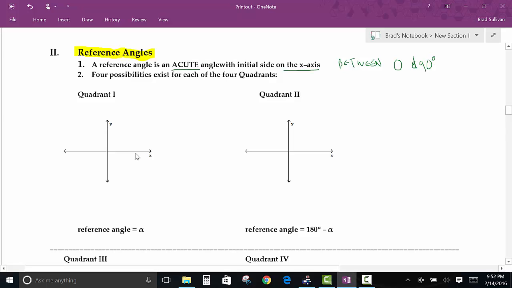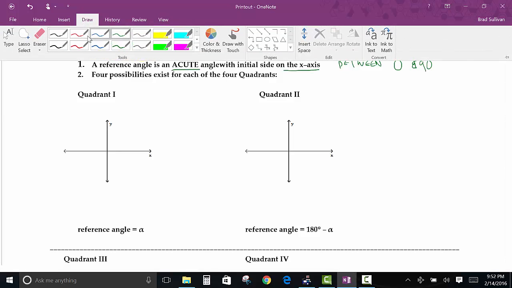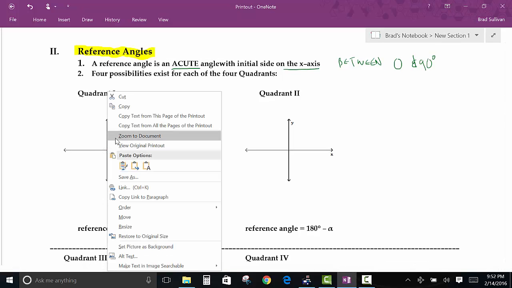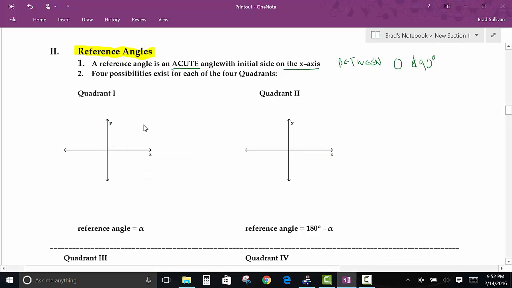Okay, so what I want to do is just kind of show you what they look like in each of these quadrants then. Okay, so let's go to quadrant 1. And of course, what we would do in quadrant 1 is we basically just draw a ray out like that. And then when we're doing a reference angle, we're always drawing down to the x-axis at a right angle, and that angle alpha right there would be the reference angle. So if you're given a quadrant 1 angle, then the answer is the reference angle.